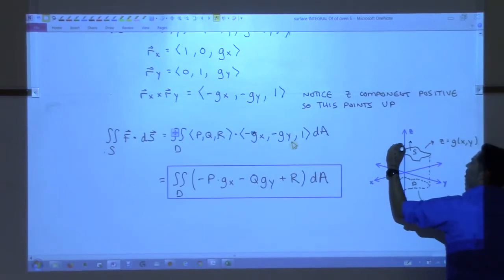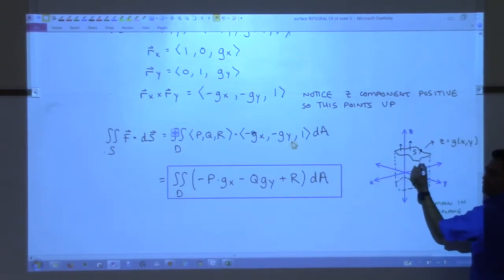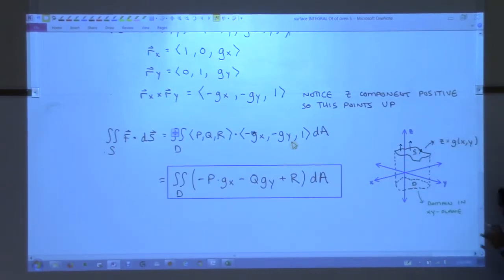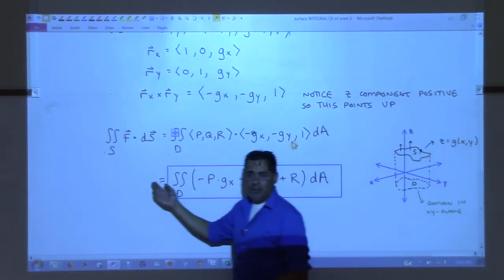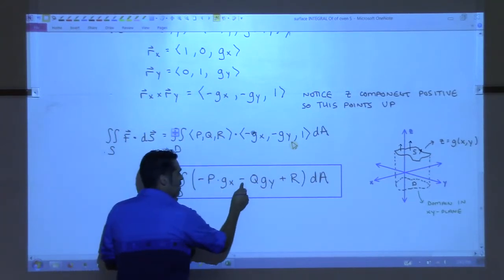But just remember, all of our little normal vectors that we're using for flux are pointed up. That's going to be critically important in a little while. You have to know which way you want your normals to use this formula. What if we wanted to use this formula, but we wanted our normals pointing down? You just change this whole thing with a negative. So that would become positive, positive, and minus.